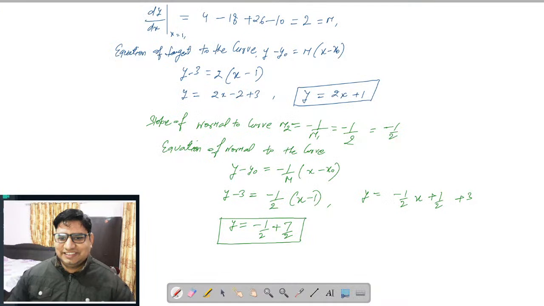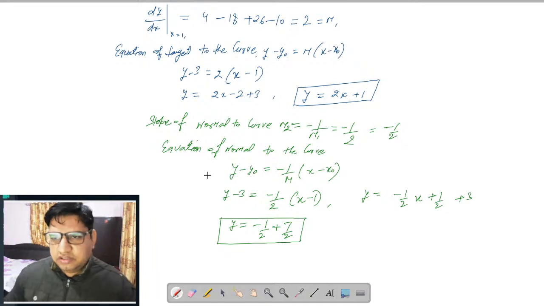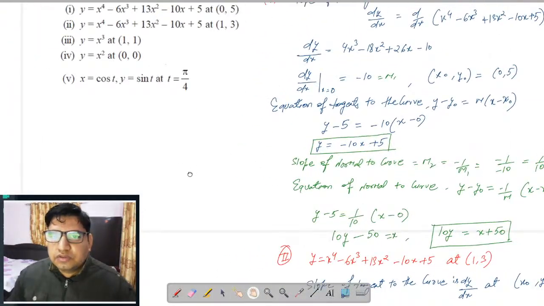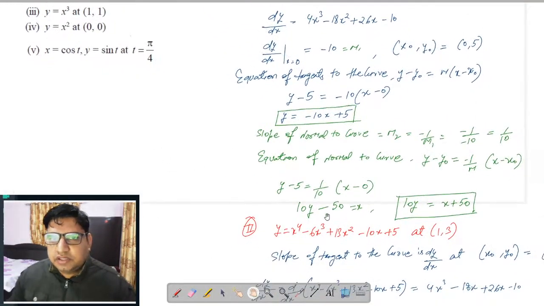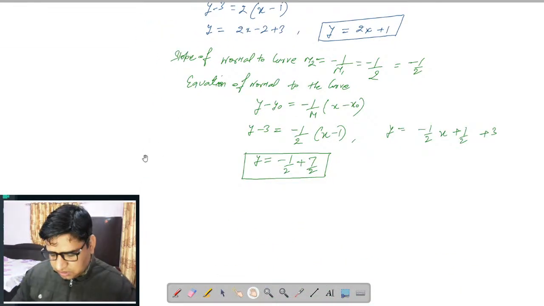Okay, hello guys. So let's start to solve one more question. Here we have y is equal to x cube at 1 1. The curve is given to us, y is equal to x cube at 1 1. So let's see.